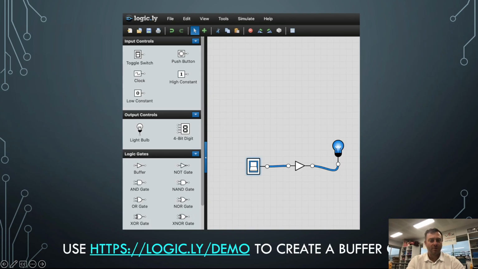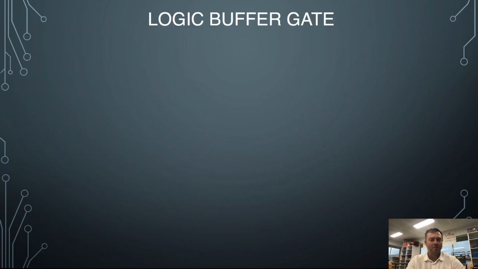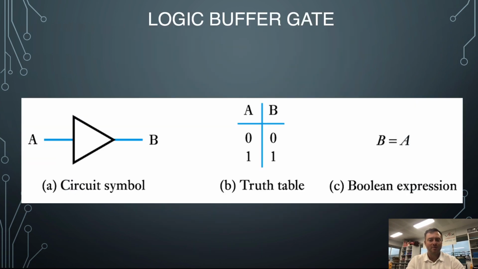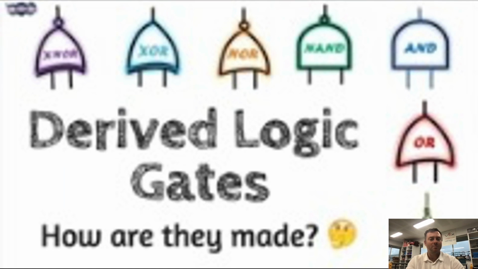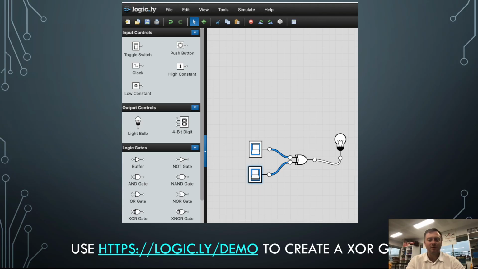And have a go with the buffer gate there. A buffer gate is really simple, it just means the input gives you the output. You then have the derived gates that are all based on those, so NAND gates and so on. You can play around with that. There's a cool video there that you can have a look at.